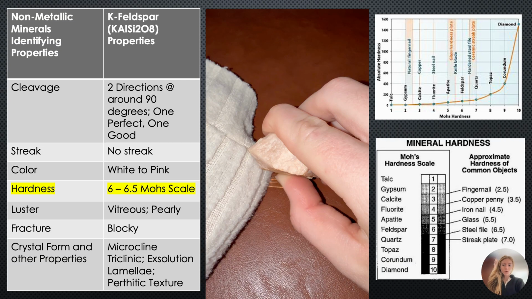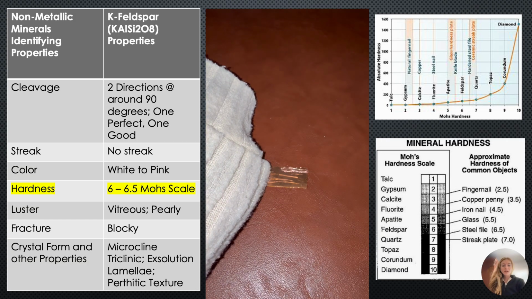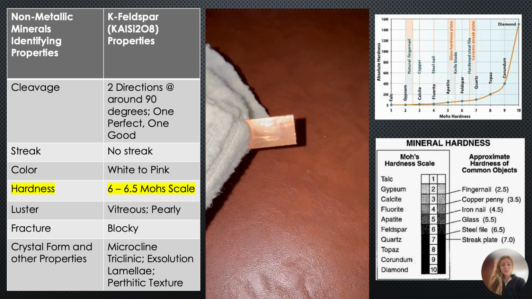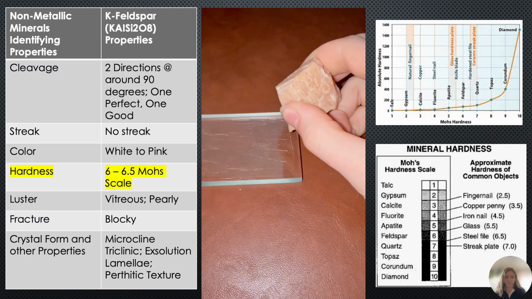Now, moving forward, we're going to be testing our hardness. Right now, we're testing against a copper plate. Copper plate has a hardness on the Mohs scale of 3.5. It clearly scratches the plate, so we know it's harder, so we're going to move on to the next one.